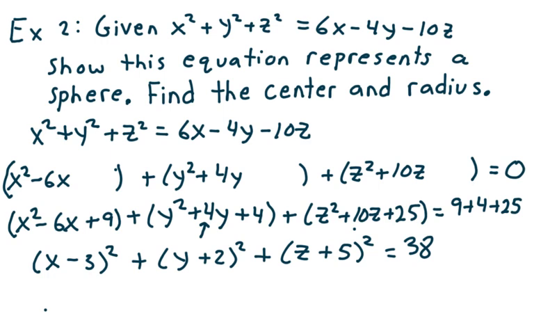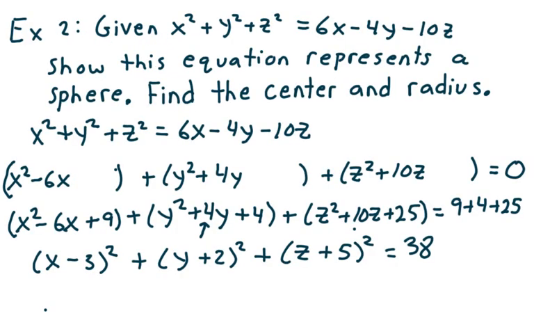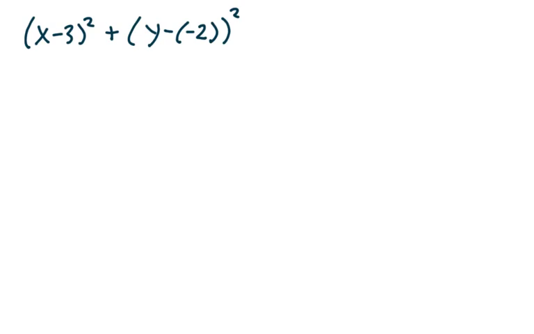So I'm going to do one more thing. I'm going to write this as (x − 3)² + (y − (−2))², right? So the quantity is squared. Because notice here, y + 2 is the same as y − (−2). And then similarly, I'm going to write + (z − (−5))² = 38. Why did I do that?